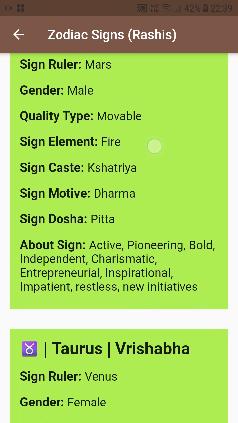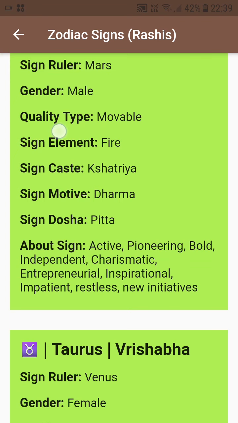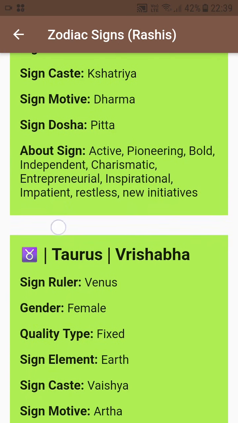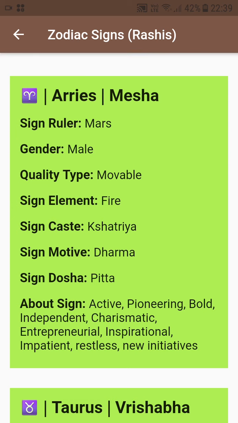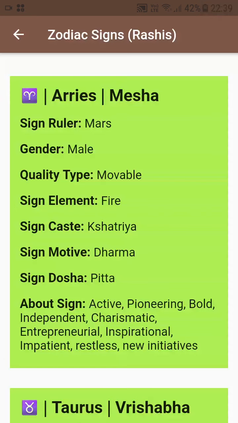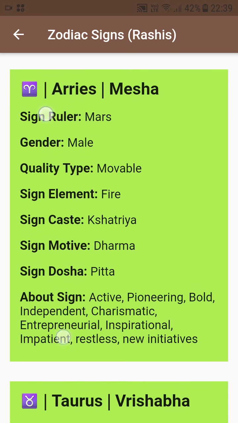Okay, so this person will be active, sometimes proactive, pioneering, bold, independent, charismatic, entrepreneurial, inspirational, impatient, restless, and an initiator. So that's Aries Rashi, guys. There are a lot of things in it. I think I will add some content to this which will be talking about the nakshatras that this zodiac has and the deities as well.